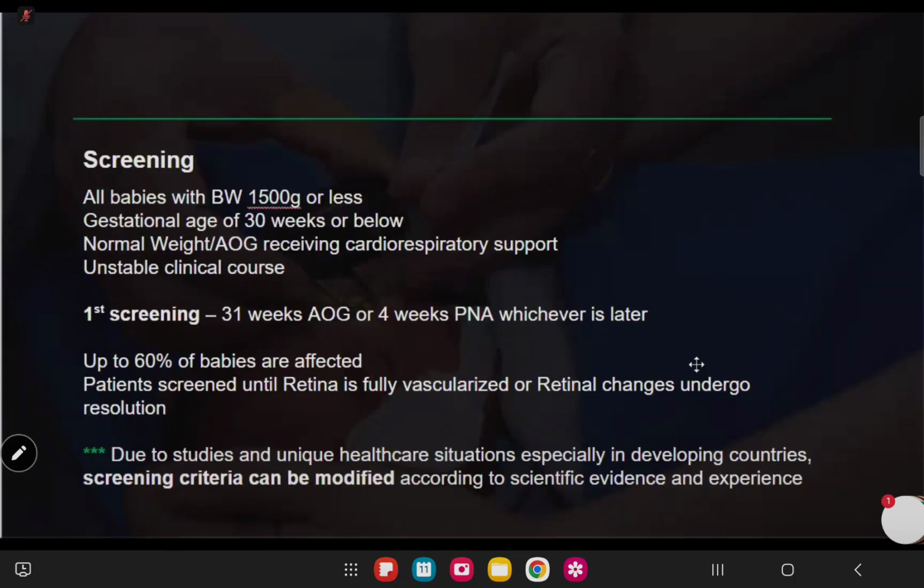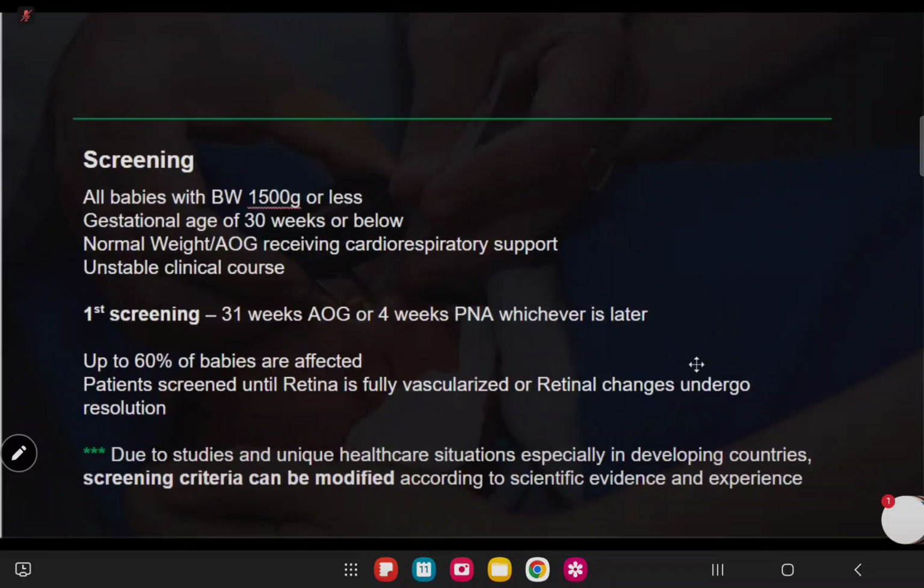So per level, it's important to know when to screen patients. This could come out in your boards, so you have to know when to screen. All babies with birth weight of 1,500 or less should be screened. Also, for patients with gestational age of 30 weeks or below, you have to screen them.